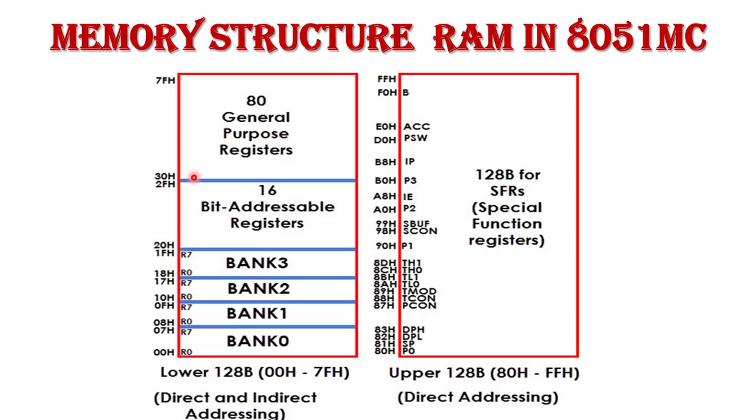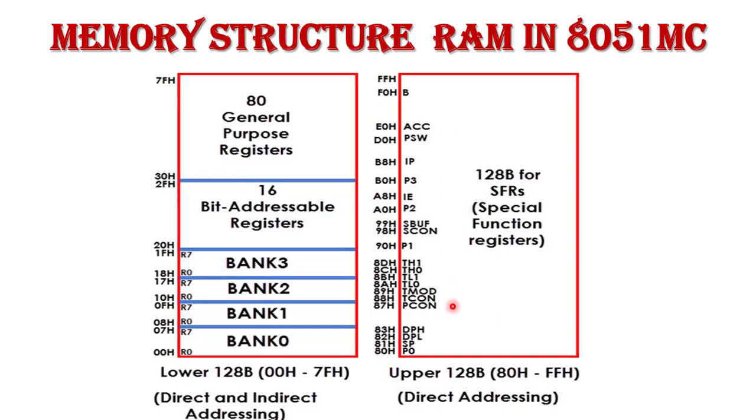So in this way, the lower 128 byte general purpose area is divided. Next is the upper 128 byte RAM. The upper 128 byte special function register area is also 128 bytes long. Its addresses start from 80H to FFH. In this area, 21 special function registers are defined. These special function registers are related to different peripherals.